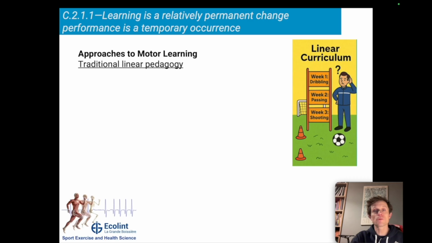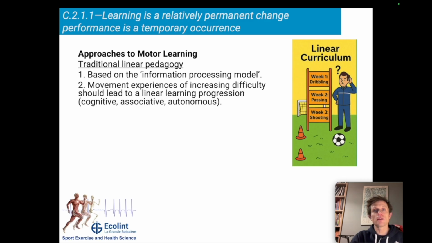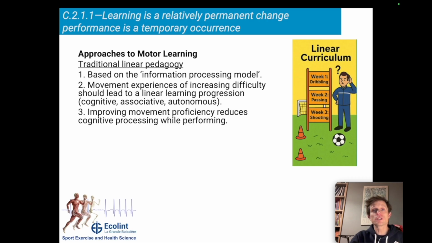First off then, let's talk about linear pedagogy. There are some key characteristics of a linear pedagogy which we're going to discuss in more detail through the rest of this unit. It's based initially on the information processing model. This is where learning takes place in distinct stages, so we're increasing difficulty as we move through the learning progression. Learning moves through different stages, the cognitive, associative, and autonomous stage. As we move through these stages, then the learning is going to increase proficiency in performing these different skills.